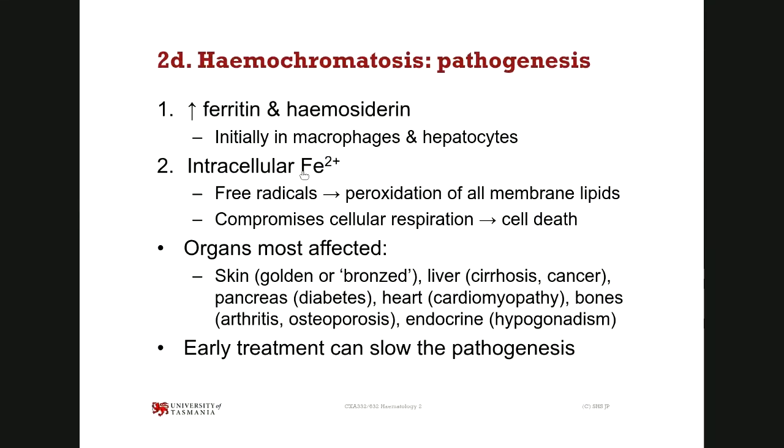The liver is often affected, as is the pancreas and the heart. We can also get arthritis and our endocrine organs being affected as well. And so complications of iron overload include things like cirrhosis and diabetes, and also cardiomyopathy and the other conditions I mentioned there, so arthritis, hypogonadism and osteoporosis. So it's not good to have iron overload at all, and it's much better if we can prevent iron overload from happening in those conditions where we know that it can be a complication.